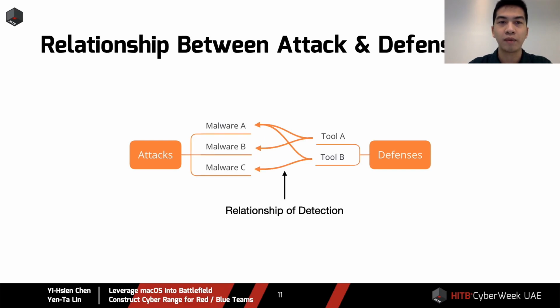Most people will come up with this kind of graph. This graph shows the relationship between the attack side and defense side with basic information. We can see that there are three malware on the attack side and two forensic tools on the defense side. The graph shows that tool A, for example, can detect malware A and malware B, and tool B can detect malware A and malware C.